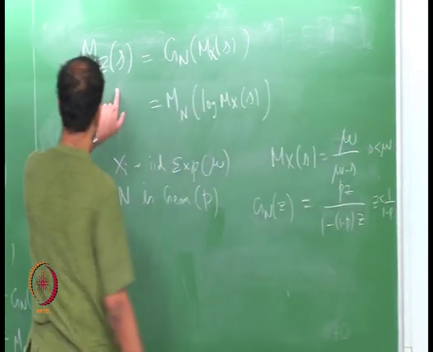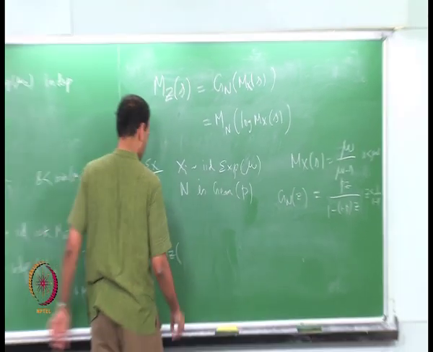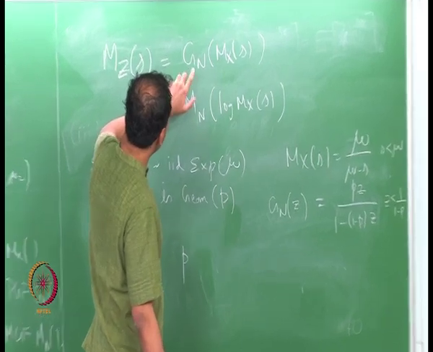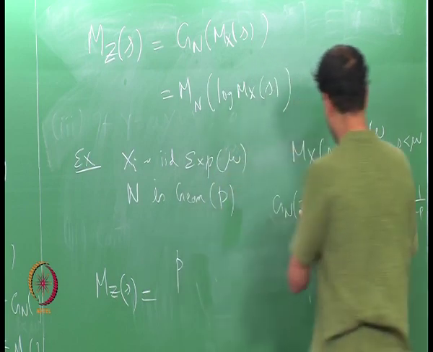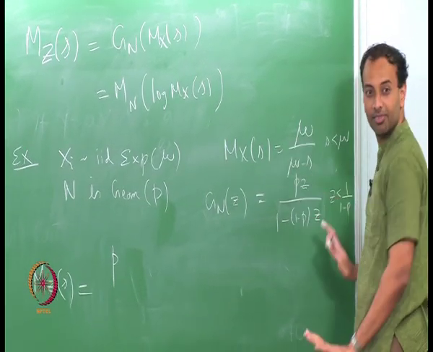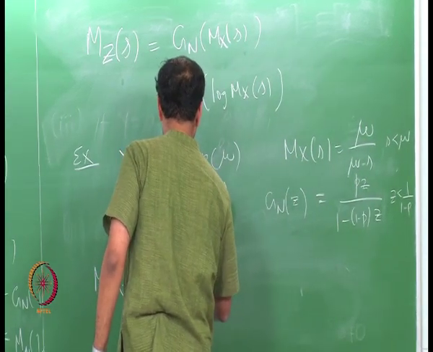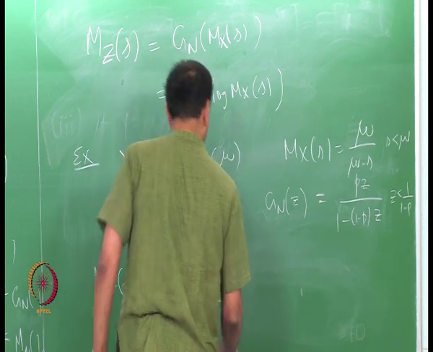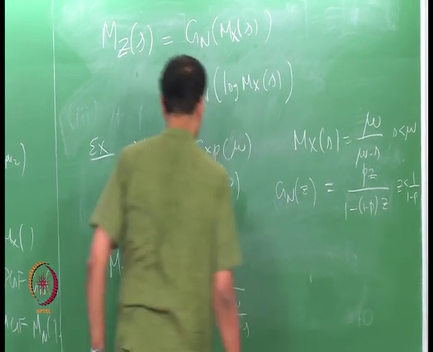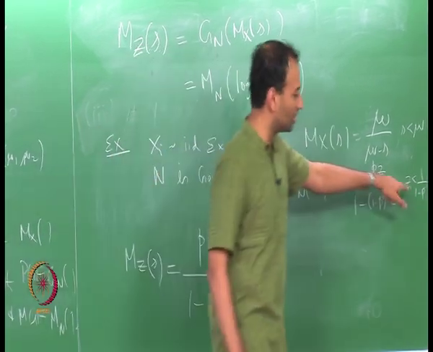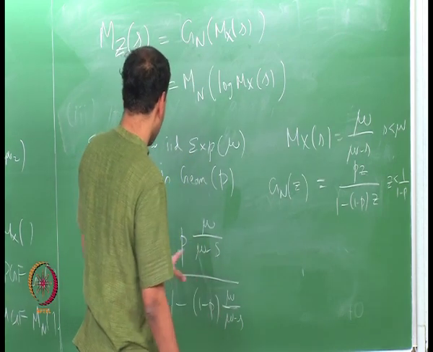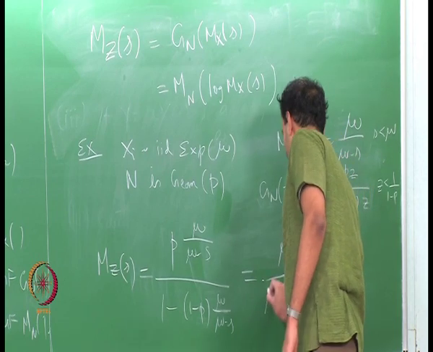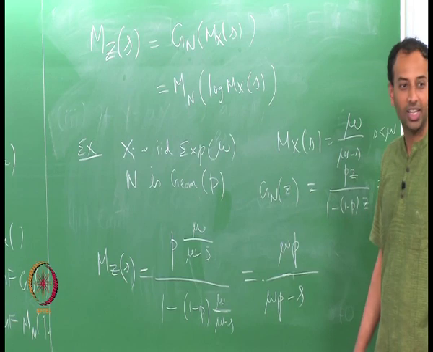So, if I were to blindly substitute here, my Z is of course my geometric sum of exponentials, and M_Z of s will be equal to G_N of M_X of s. Whenever I have G_N of z, in place of z I have to write this whole thing. So, I have to write p times mu over mu minus s, over 1 minus (1 minus p) times mu over mu minus s. I have to take care of the regions of convergence, of course. You just simplify this, and you should get mu p over mu p minus s.